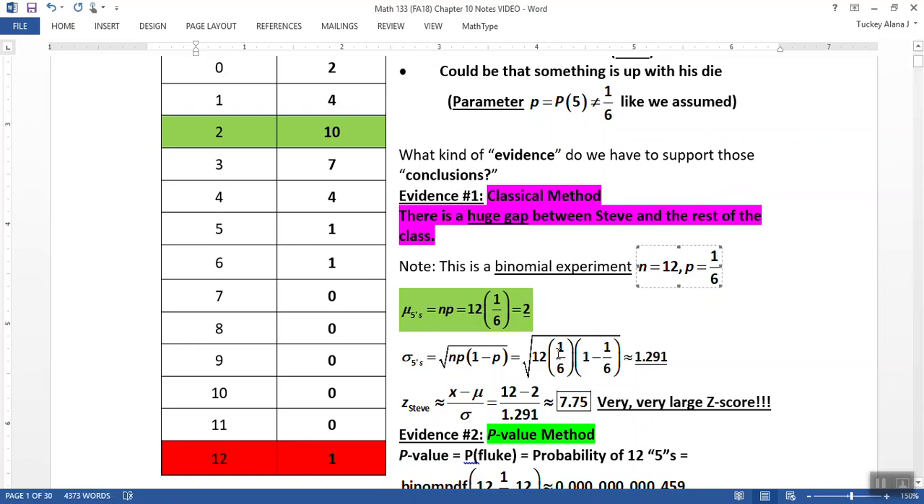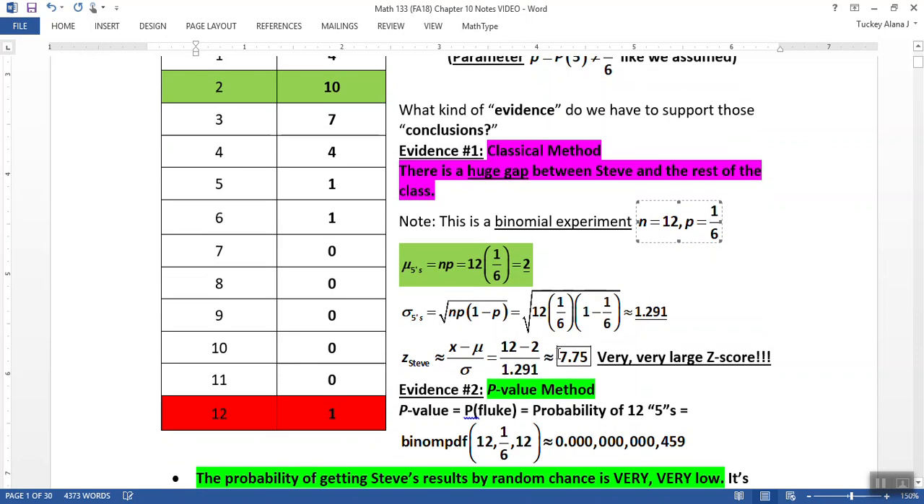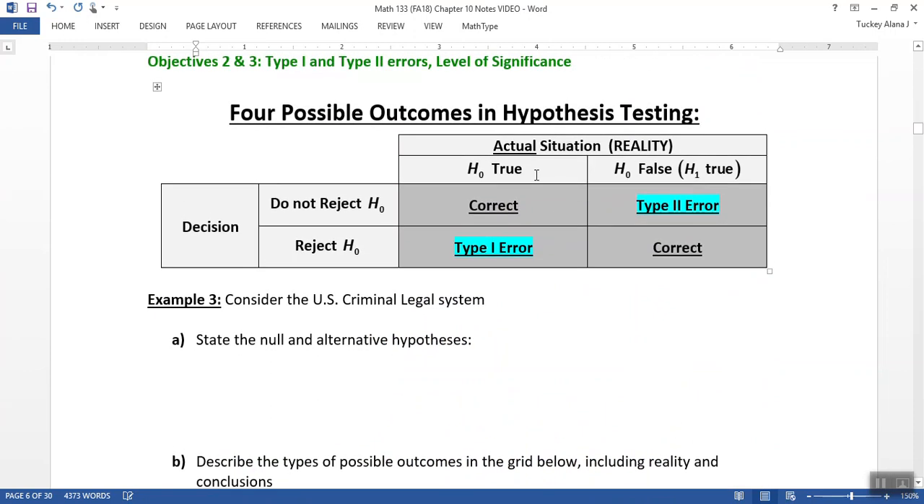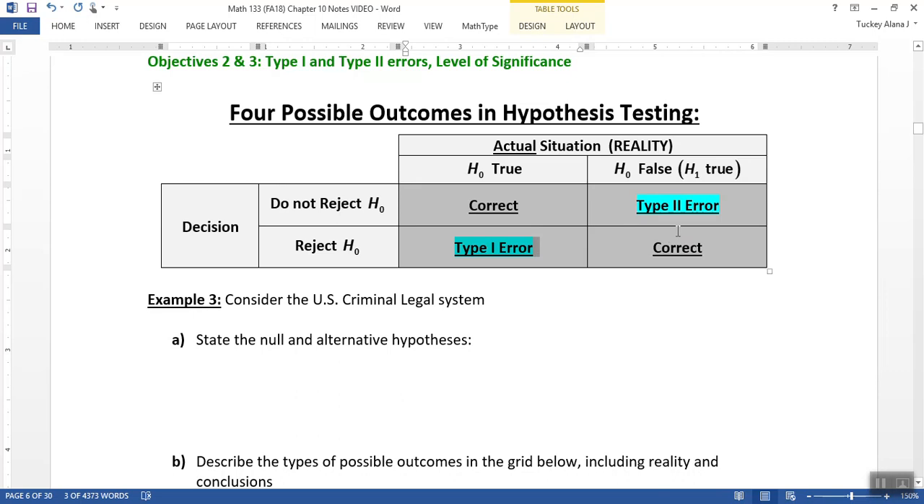Well, it's possible that's completely correct, but it's also possible that that's not correct and we're making a wrong decision. Because if the dice actually are fair and Steve was just lying to us, or Steve just made it up, then we just made a type 1 error. Now, if his results were actually true and the dice were not fair, or we somehow spotted Andrea and her die not being fair, then rejecting that null hypothesis is a correct decision.